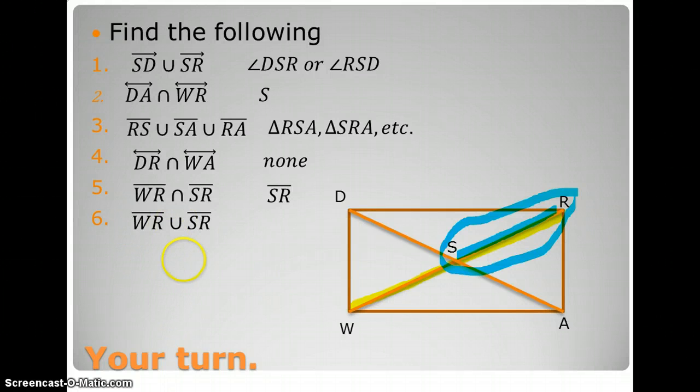And for the last one, we want the union. So what happens when we put them together? Again, we get a segment, beginning and an end, but now it's the entire segment WR. And that's all for the notes.